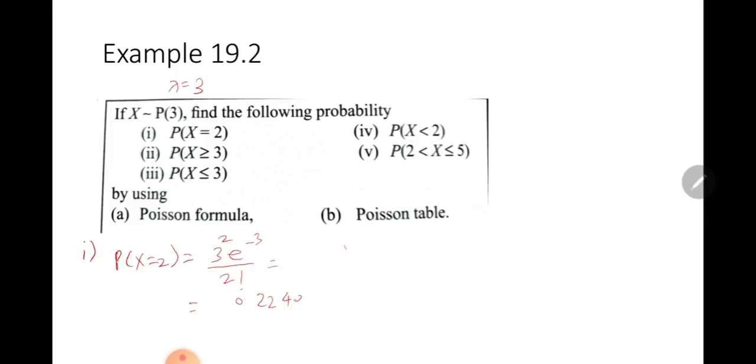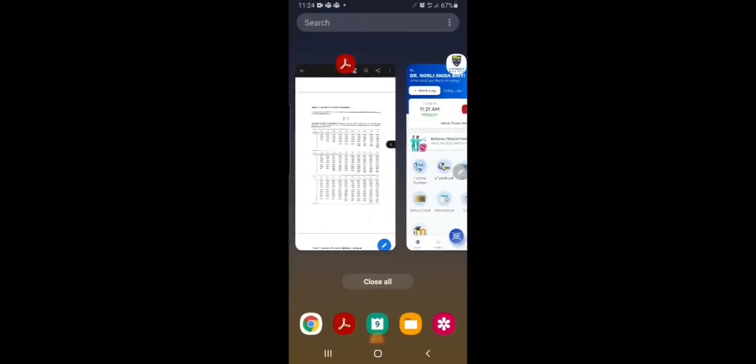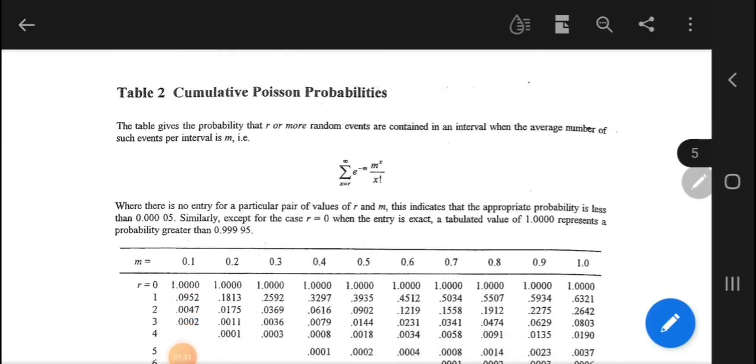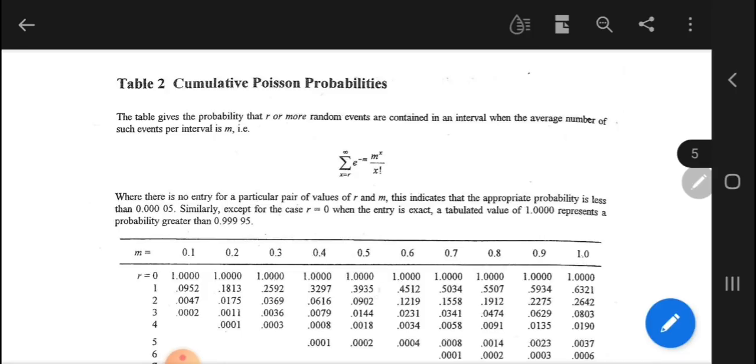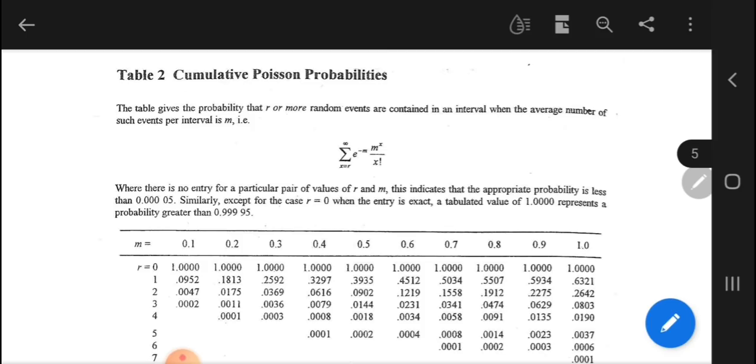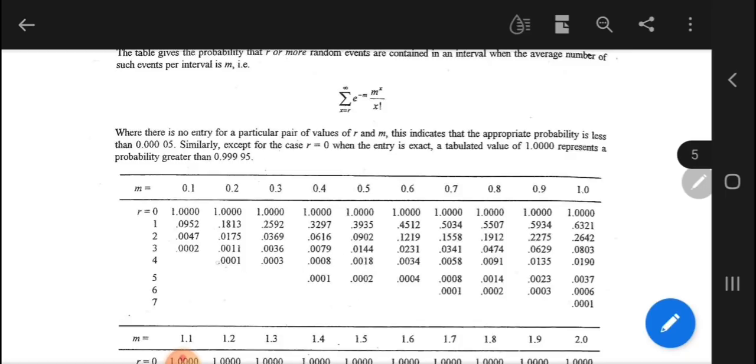So if you want to find P(X=2) using the table, let's have a look at the table here. If you want to find the Poisson probabilities, tadi we have lambda equals 3. Let's read the notation used in this table. The table gives the probability that R or more random events are contained in an interval when the average number of such events per interval is M. So tadi kita guna lambda, tapi dalam table ni dia denote lambda tu as M, and X as R. When there is no entry for a particular pair of values of R and M, this indicates that the appropriate probability is less than 0.00005. So that means the probability will be really, really small, so they don't tabulate it in the table. They tabulate up to 4 decimal places only.